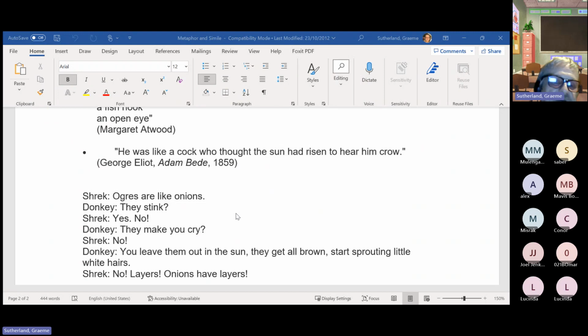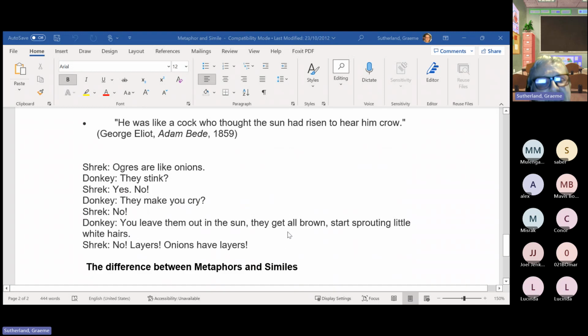I like this bit about similes, and this is from Shrek, and Shrek is trying to describe that ogres have depth, that they have emotional levels, and he says, ogres are like onions. They stink? Yes. No. They make you cry? No. You leave them out in the sun, they get all brown and start sprouting little white hairs? No. Layers. Onions have layers.